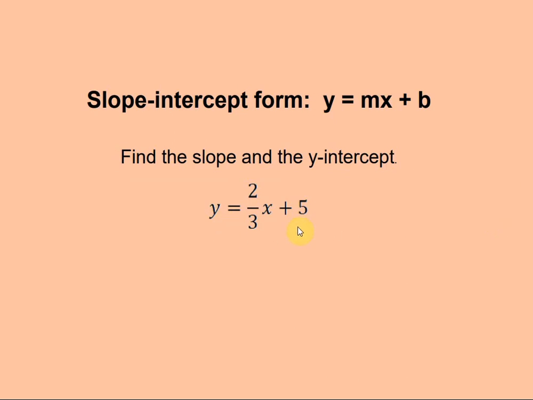Here we have an equation that is already in slope-intercept form. So, in order to find the slope of this equation, we just look for the coefficient of our x term, and that will give us m, which is our slope. So in this case, our slope is 2 over 3. The y-intercept is represented by the b in the equation. So in this equation, our y-intercept is a positive 5.